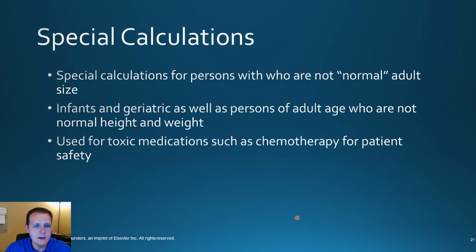Now, we have a lot of special calculations that we'll do for people who are not what we consider to be the typical adult patient. That includes a lot of patients at the extremes of age, including infants, geriatrics, or adults who maybe don't fit the normals of height and weight typically. We see this quite frequently for a lot of morbidly obese patients where you have to do special dosing calculations to make sure they don't get too much medication. The most common place that I do this is when I'm dealing with pediatric chemotherapy for kids with cancer, essentially. We have to use very special calculations to make sure we don't give them too much and cause a lot of toxicity.